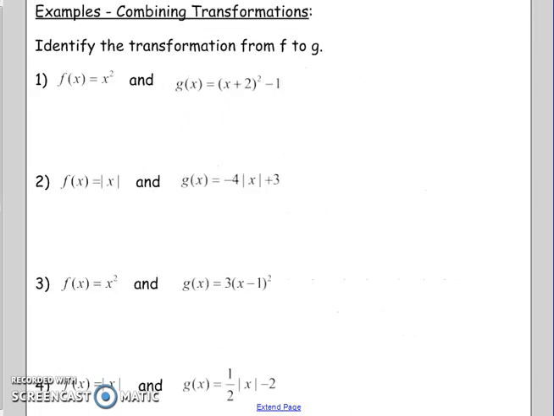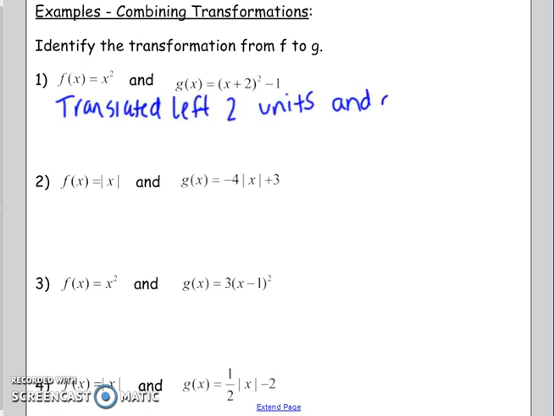Okay, so combining transformations, going from one parent to the transformation, we're just going to write what it's doing. So f of x equals x squared is the parent. For the g of x function, how is this moving? You have a plus 2 on the inside, so that means it's getting translated to the left 2 units. And the negative 1 is on the outside, so it's going down 1 unit. So it's translated to the left 2 units and down 1 unit.